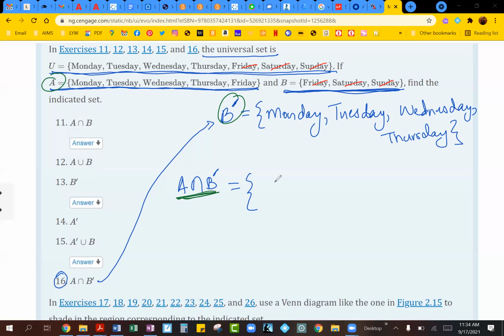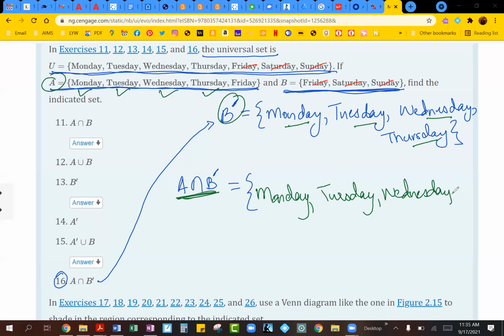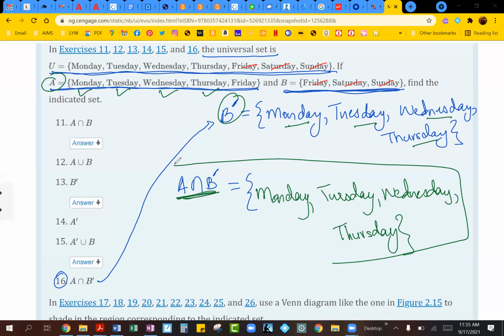All right, let's go ahead and put our answer in. Between A and B prime, you can see Monday, Tuesday, Wednesday, and Thursday are going to be common between those two sets. So all 4 of those days is what is going to make this union. So this will be your final answer for number 16.